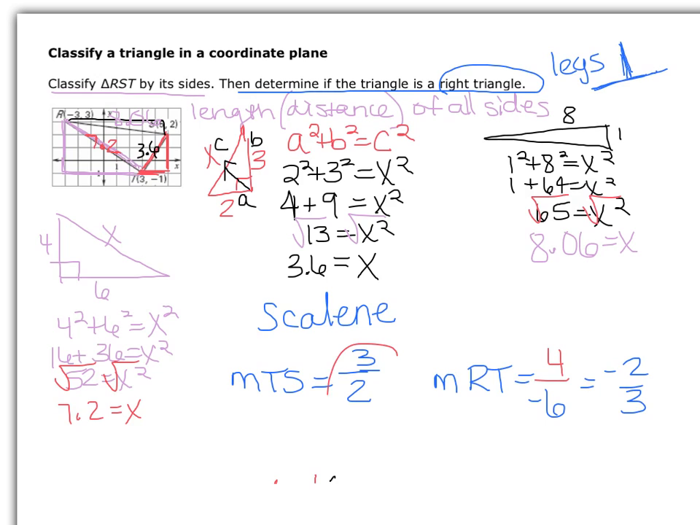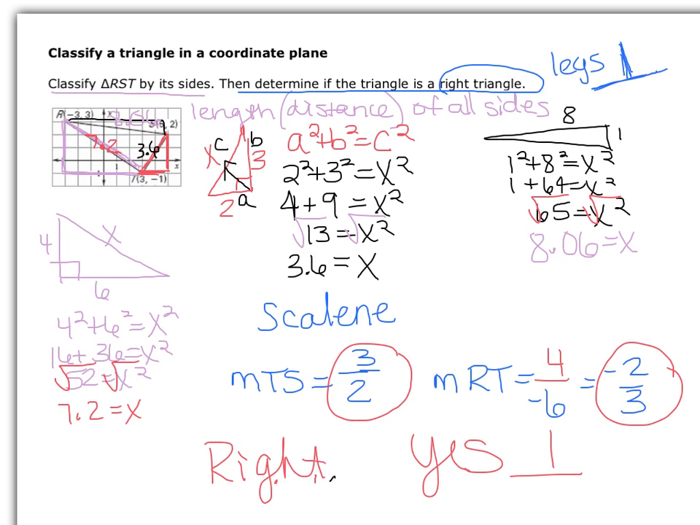Now you compare your slopes. You have 3/2 and negative 2/3. And what you're asking yourself is, are they opposite reciprocals? Yes. So yes, they're opposite reciprocals, therefore they're perpendicular. Therefore, yes, it is a right triangle. So you have a right scalene triangle.